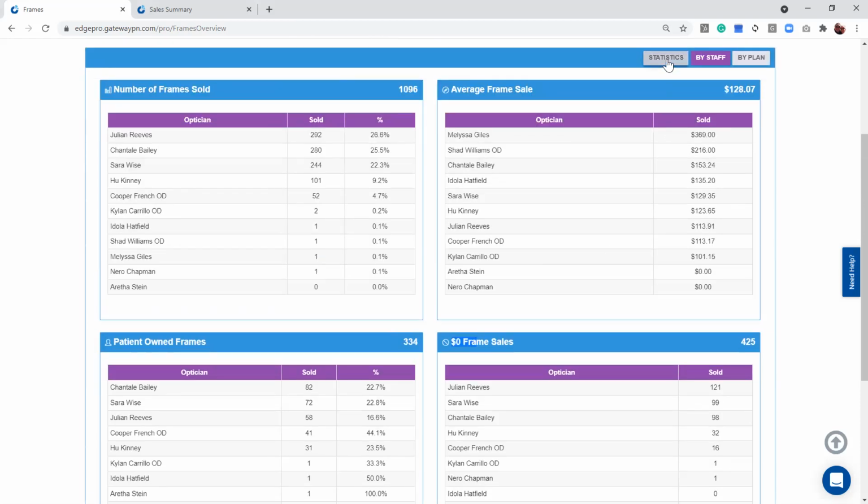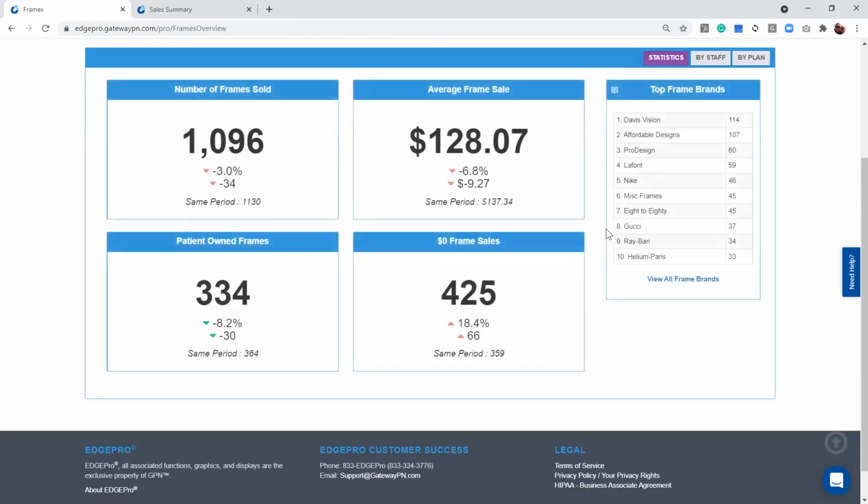So when I come back over here to our main stats page, we can see this is where we started out. We were looking that we had sold 34 less frames, and our patients on average were spending $9.27 less. So anytime you want to make changes in these two categories, it's going to be the two KPIs right down here, the two drivers that are going to make it so we can increase these things.